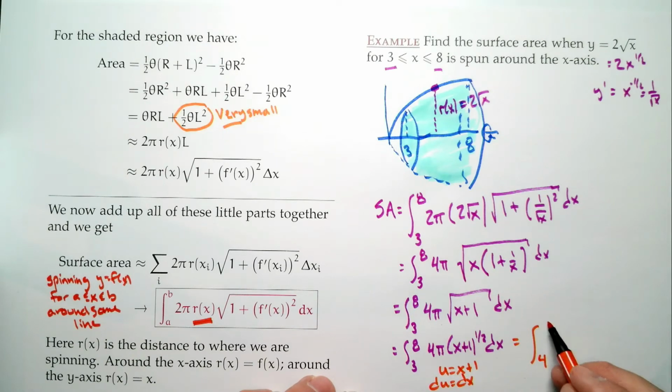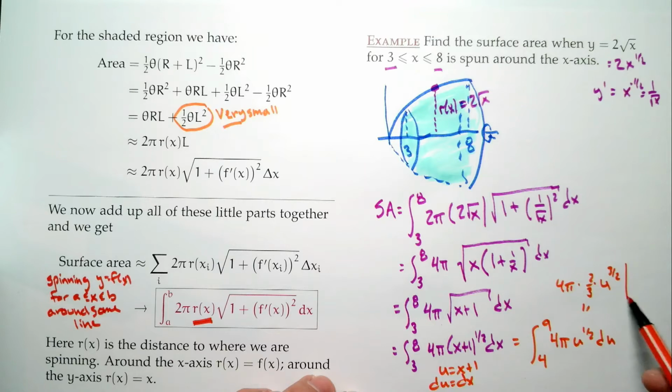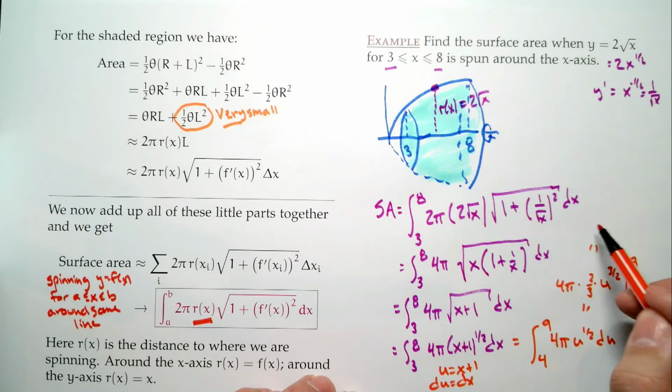4 and 9. So you take the 3, plug it in, add 1, it's 4, take the 8, plug it in, add 1, you get 9. The 4 pi will become, that's right, and x plus 1 to the 1/2 becomes u to the 1/2, and dx becomes du. Integral of u to the 1/2, yep, u to the 3/2, because you add 1 and multiply by 2/3. Evaluate that from 4 to 9. 2/3 times 4 pi, that would be 8/3 pi.